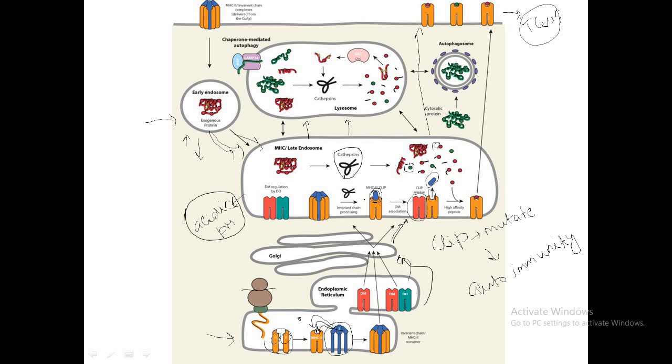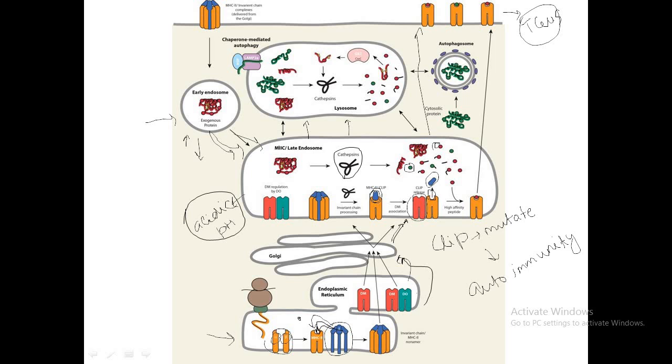What they do is start cleaving this invariant chain, leaving a small portion of it bound to the MHC peptide binding cleft. So this cathepsin, you can see here, has degraded the entire chain and left only this small portion of the invariant chain, which we call CLIP.